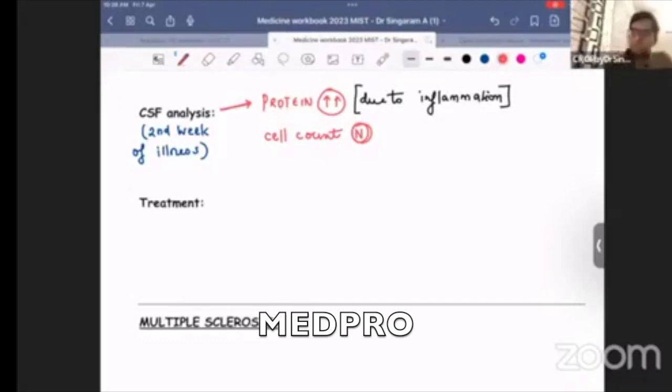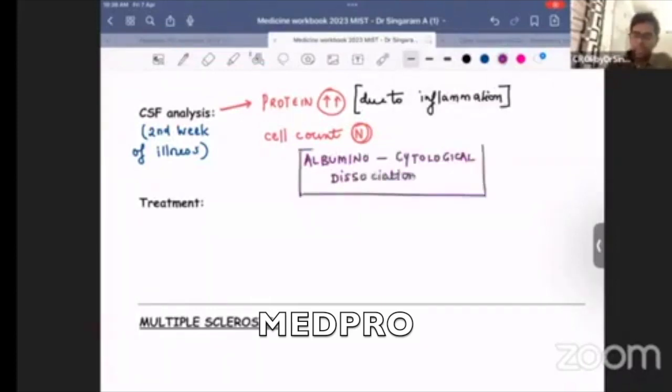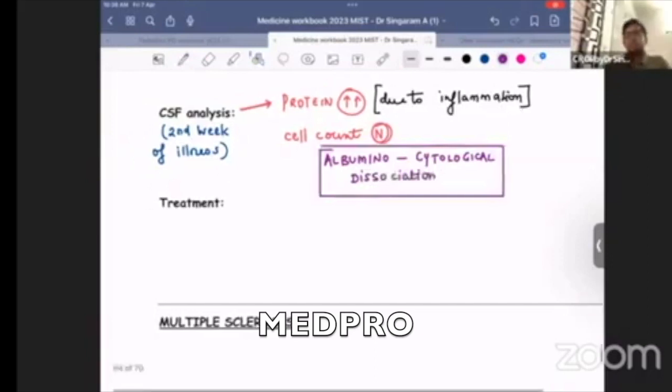And if you notice the name of this condition, a very, very famous term, in fact, what is it called? Albuminocytological dissociation. Please don't forget this. This is important. This is a very famous term which is associated with Guillain-Barré syndrome. Is that clear? Okay, fine.